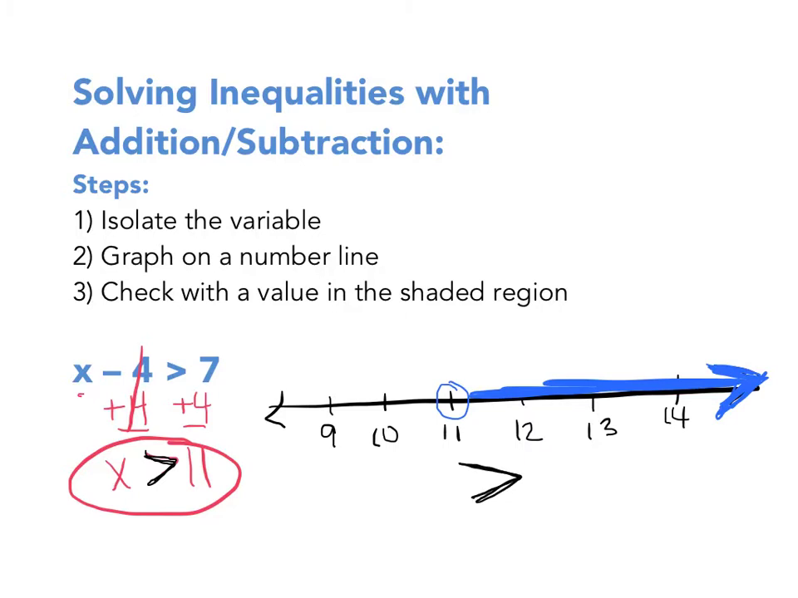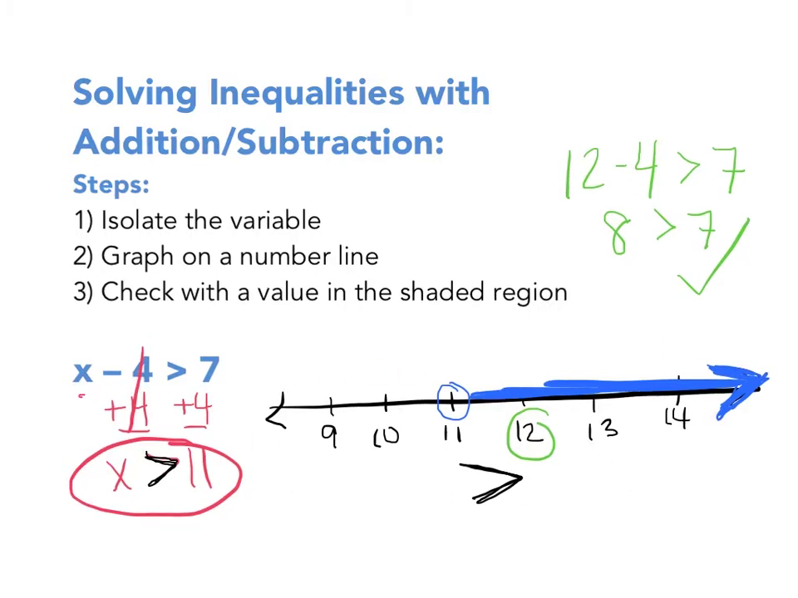And now the third step is to just check your work with a value in the shaded region. So let's pick 12. That's in the shaded region. So I'm just going to plug in 12 for x. So 12 minus 4 is greater than 7. 12 minus 4 is 8. Is 8 greater than 7? That's true. So we know we solved correctly and we graphed correctly.